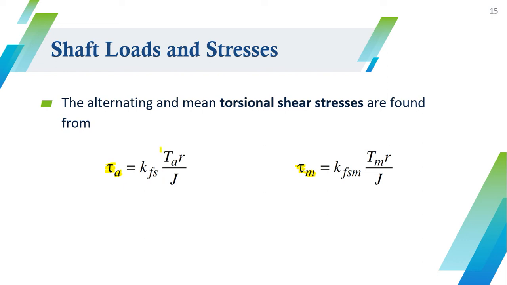And in the formula, this is the fundamental formula that you have studied in the previous subject, mechanics of materials mainly, which is Tr over J, where T is the torque, r is the radius of the shaft, of course. And what is J here? Just try to recall for a second. What is J?